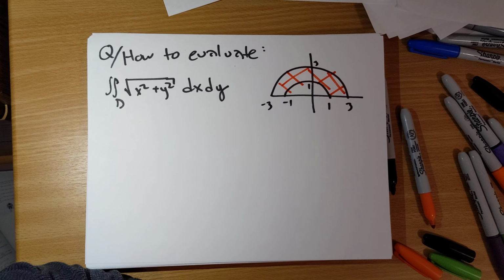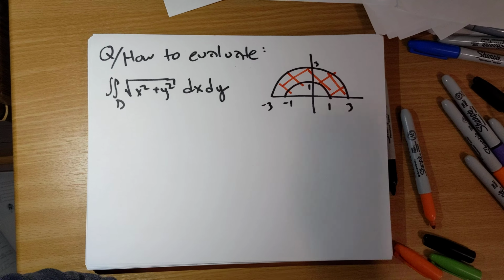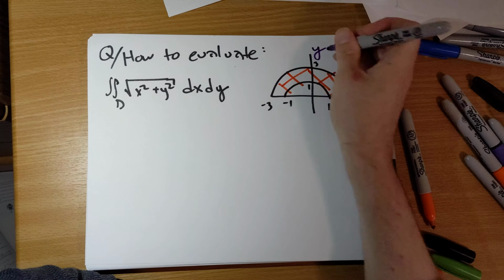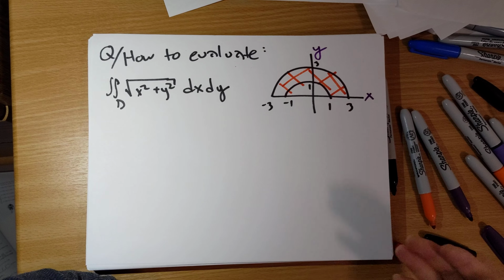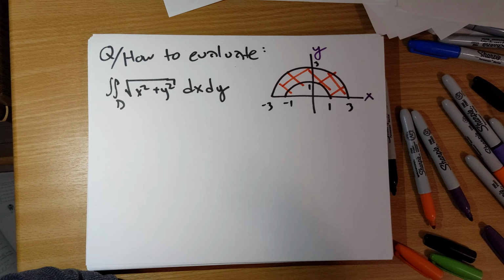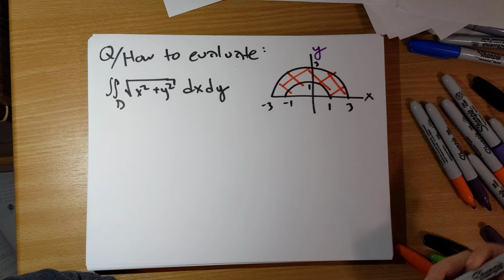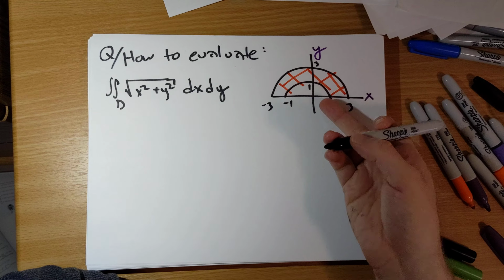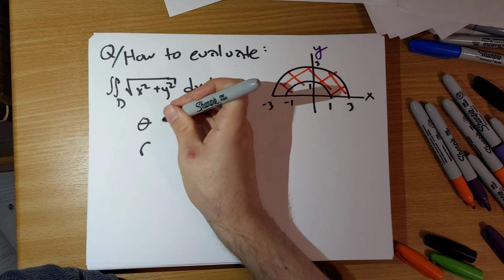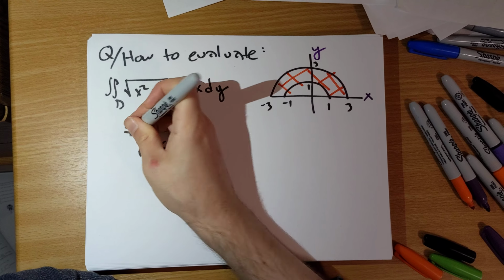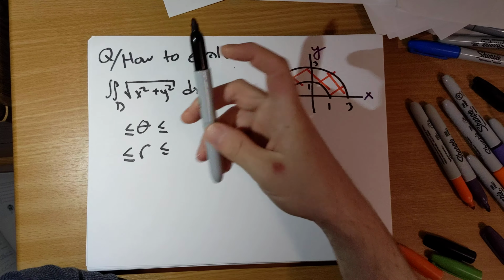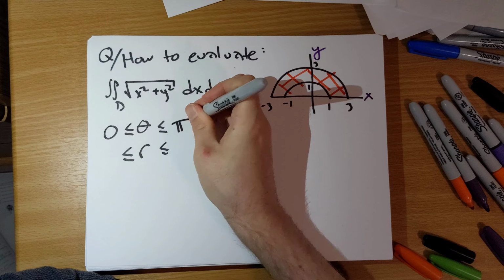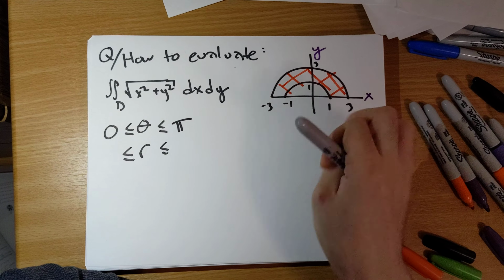Okay, so this is in the xy plane. This looks like a perfect candidate to use polar coordinates here. What are the bounds on theta and r? Theta runs from 0 to pi. R runs from 1 to 3.